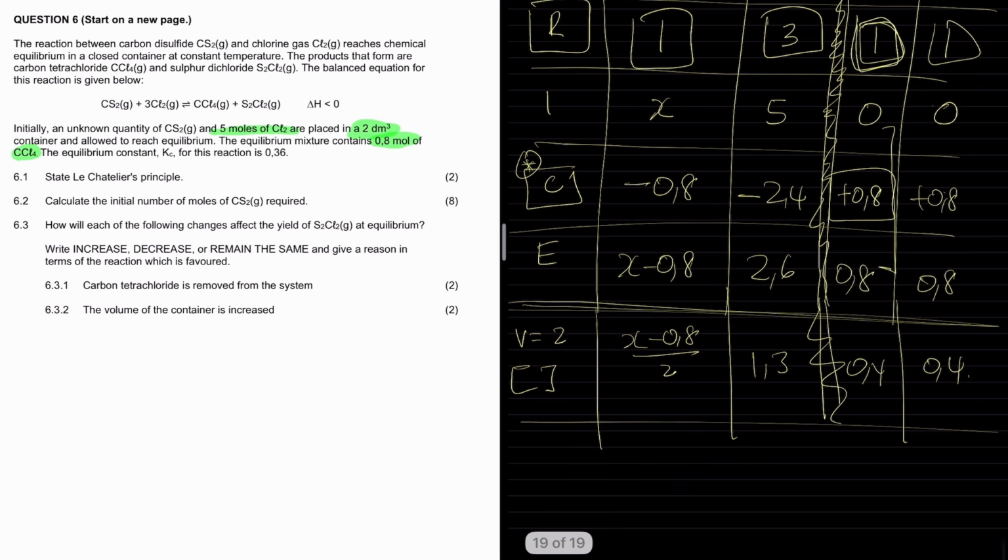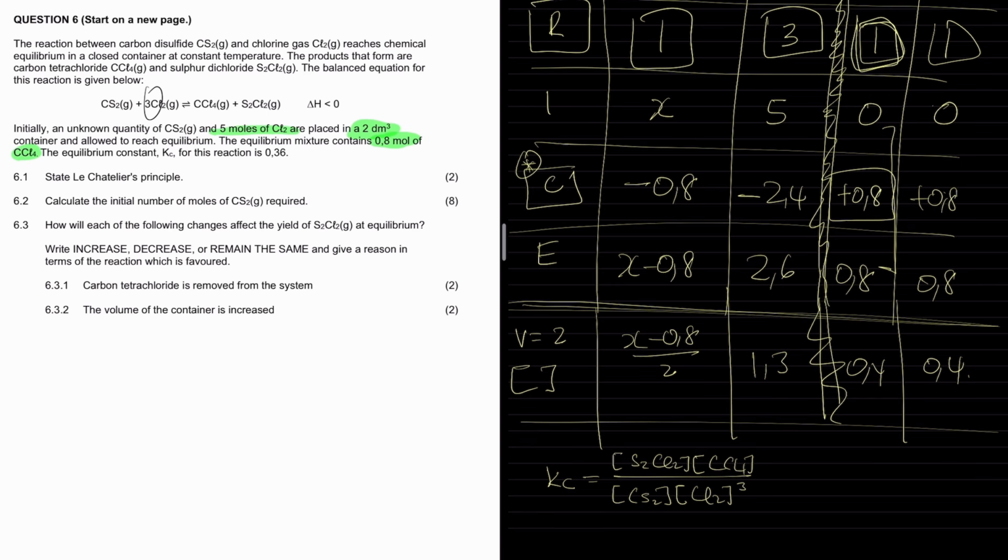Now, next thing to do is to construct my Kc. So Kc is equal to concentration of products divided by concentration of reactants. Now my products are going to be S2Cl2. The ratio is 1, so the number in front of it is 1, so the exponent is 1. Then CCl4, divided by the concentration of CS2, and then the concentration of Cl2, and then since there's a 3 in front here, there's going to be a power 3.